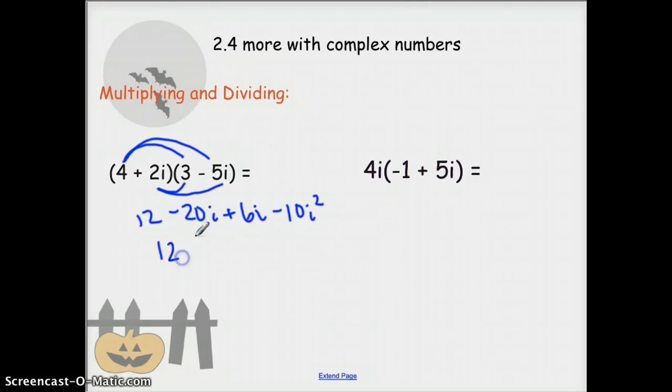So let's combine like terms. A negative 20i plus 6i. We're going to get a negative 14i. And then we've got that minus 10i squared. But the i squared, that's the same thing as a negative 1. So we've got a 12 plus 10, so 22, and then the minus 14i.